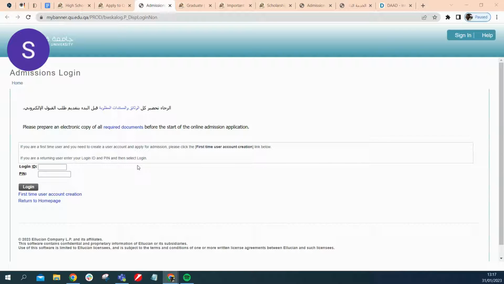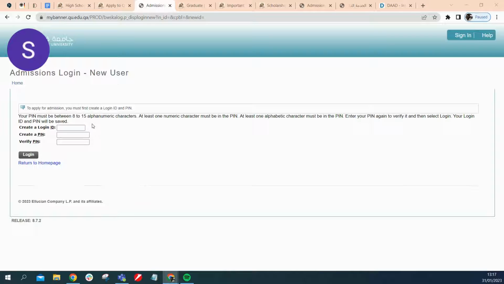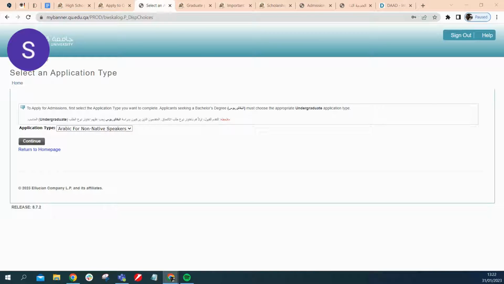So here it says we have to, first of all, as a first timer, create an account. But if you already have an account, you then have to log in. But since I'm a first timer, I would definitely click here to create an account. So when I click this, it says to apply for admission, you must first create a login ID and PIN. And yes, by all means, please create this and you will continue.